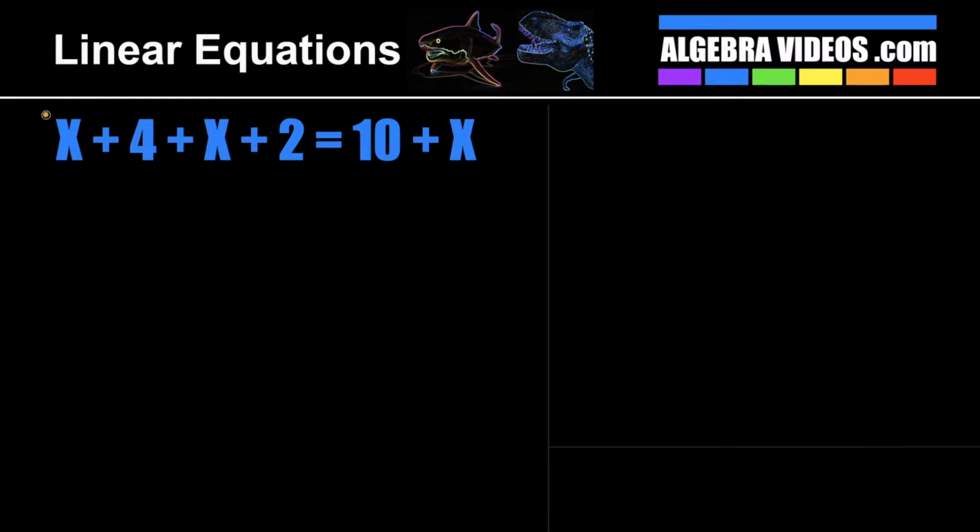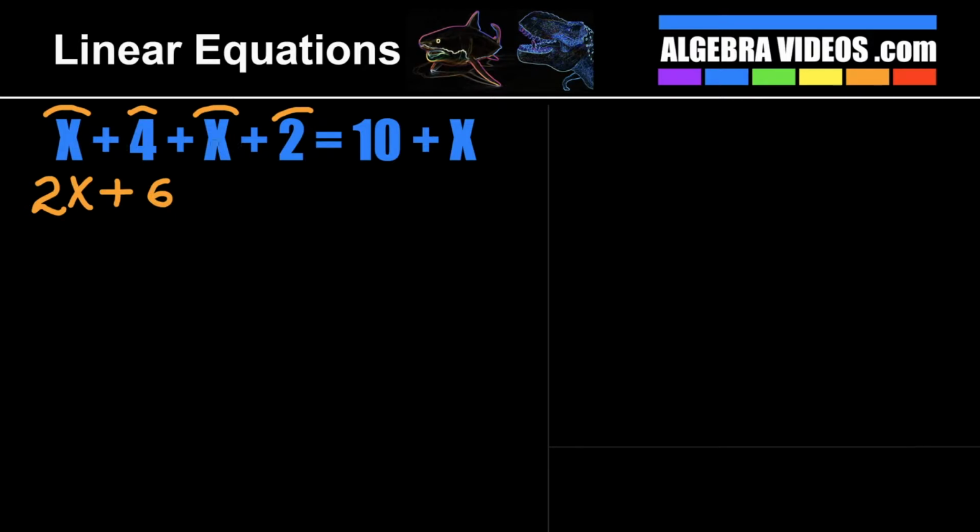The first thing is to combine any terms that look alike. So here we have two of these terms with x in them on the left side. We can only combine terms that are on the same side of the equation. So x plus x equals 2x. So I'm going to just combine those two terms and just say 2x. And then this 4 plus 2 is 6. So I'm going to say plus 6.